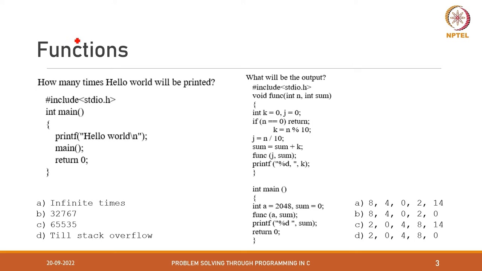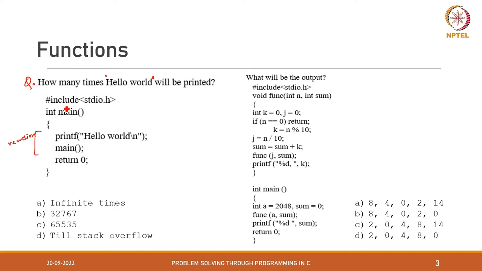So the third question that we have is, how many times will hello world be printed? This is the code, and it's a main function where we are directly printing hello world, and we are calling main from within main itself. So what will happen here? This is an example of recursion. Recursion is a technique where the function is called from within itself, subject to some termination condition.